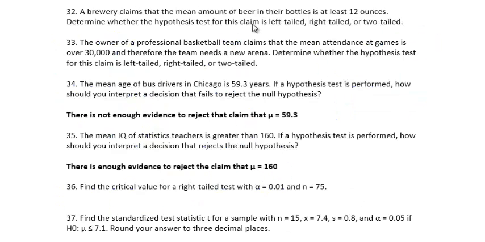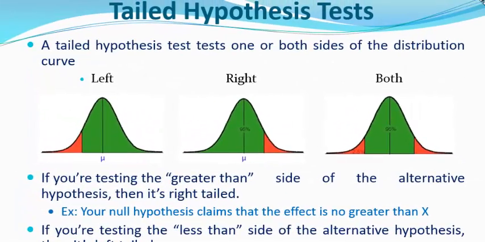Question number 32. A brewery claims that the mean amount of beer in their bottles is at least 12 ounces. Determine whether the hypothesis test for this claim is left-tailed, right-tailed, or two-tailed. Well, if you recall from the crash course, the tailed hypothesis test looked as follows. It depends which side of the distribution, this is a normal distribution, where you have the low end over here, the high end over here, and the majority of cases in the middle at the highest point. This is a normal distribution. And a tailed hypothesis test is a hypothesis test that looks to see whether something is greater than a particular number, less than a particular number, or in between two extremes.